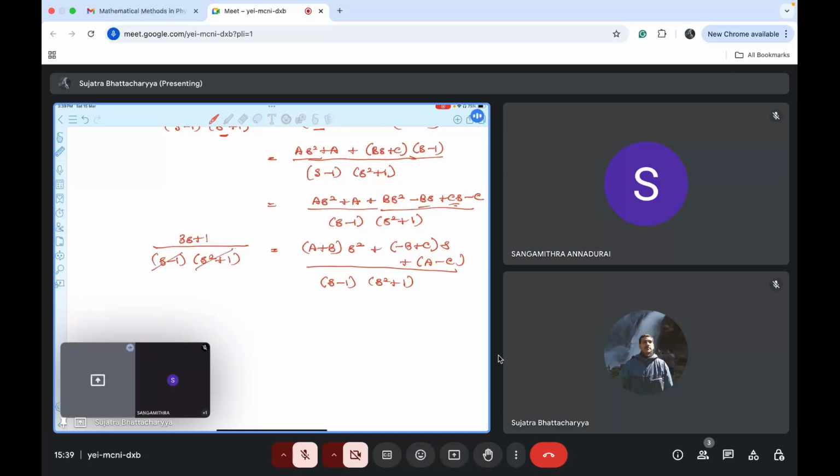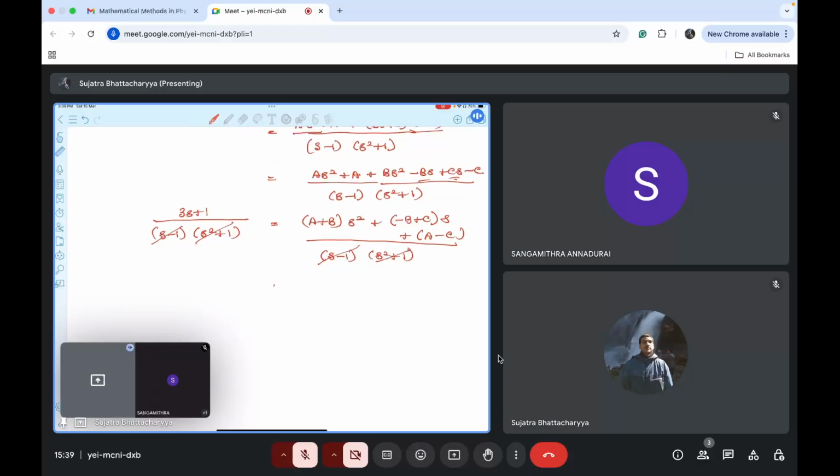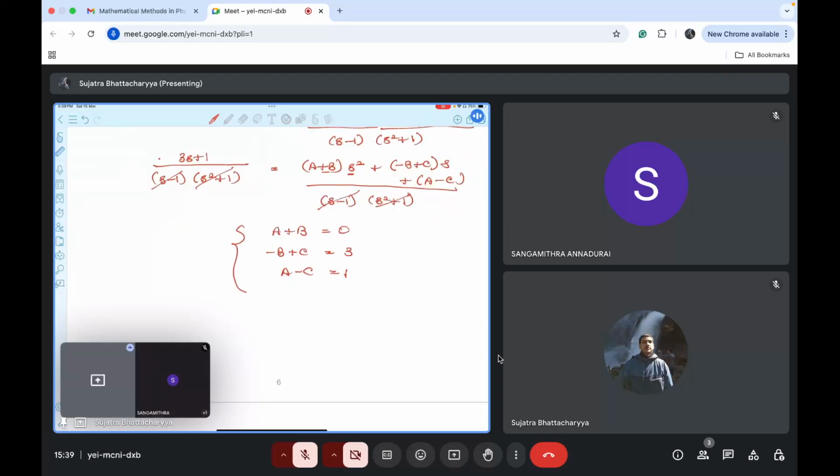Okay, so s minus 1, s square plus 1 can be gone. Now you have to compare both sides. I can clearly see that a plus b, because it's the coefficient of s square, which is not present here, so a plus b will be 0. Minus b plus c will be equal to 3. A minus c is equal to 1. These are the three equations we have. And now we can easily solve. One is that a is equal to minus b.